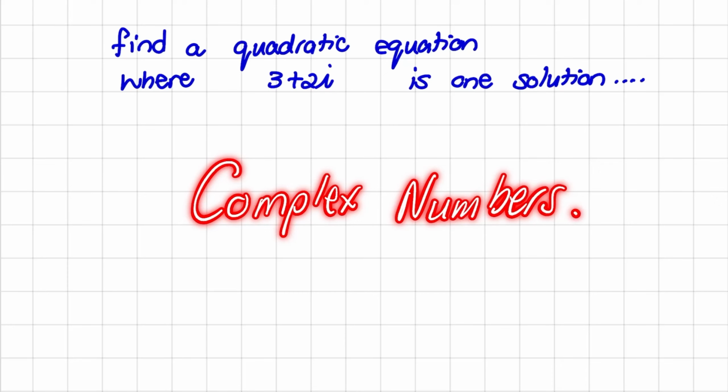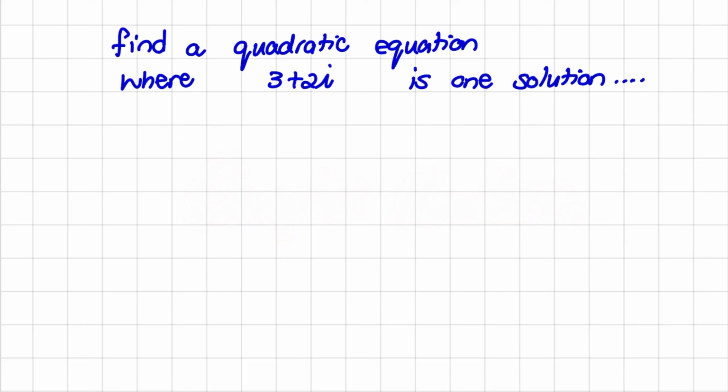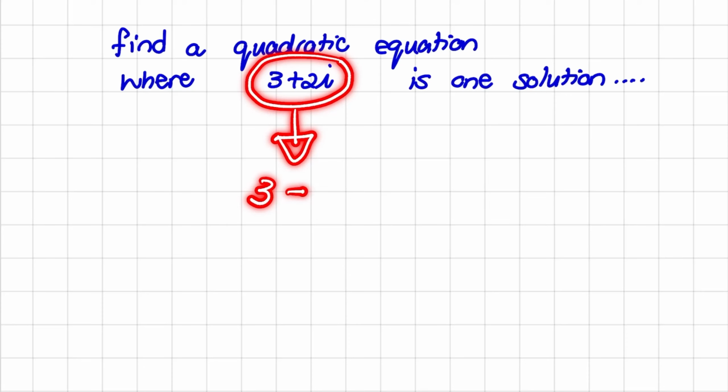We are going on with our series on complex numbers. And in this video, we want to find a quadratic equation where 3 plus 2i is one of our solutions. So if we consider a quadratic equation, and this is one of the solutions, then the other solution would be the conjugate of 3 plus 2i, which is 3 minus 2i.